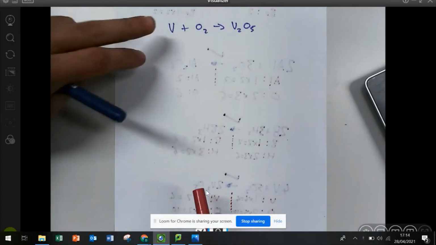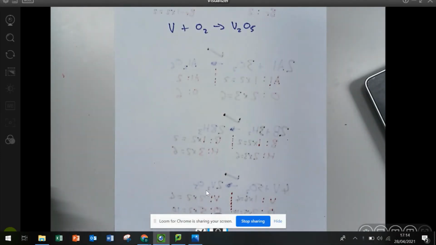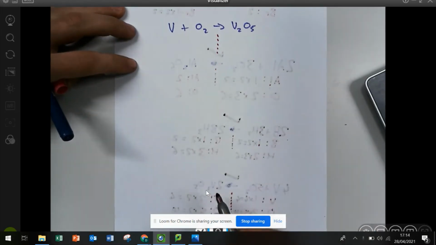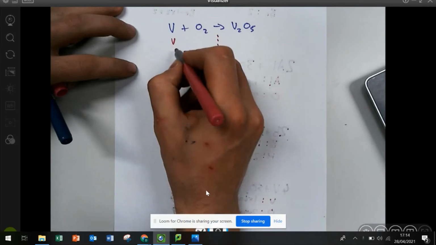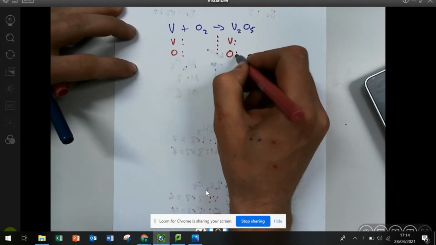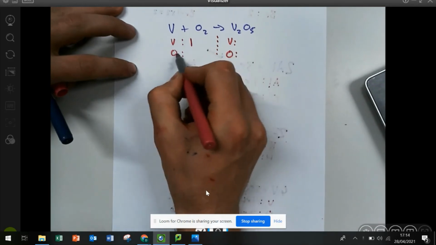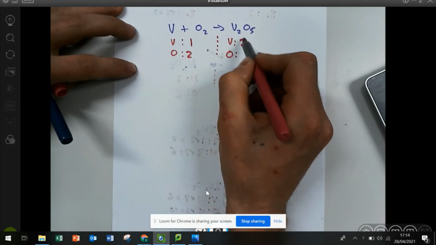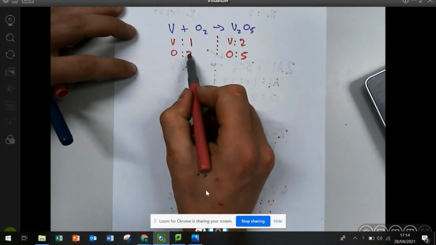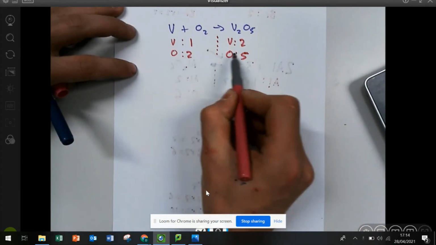Pause the video now and try this. Okay, see if you did exactly the same as me. First step, draw the line. Second step, list the number of each atom. 1 vanadium, 2 oxygen, 2 vanadium, 5 oxygen. Realize that there's no easy way to get from 2 to 5.